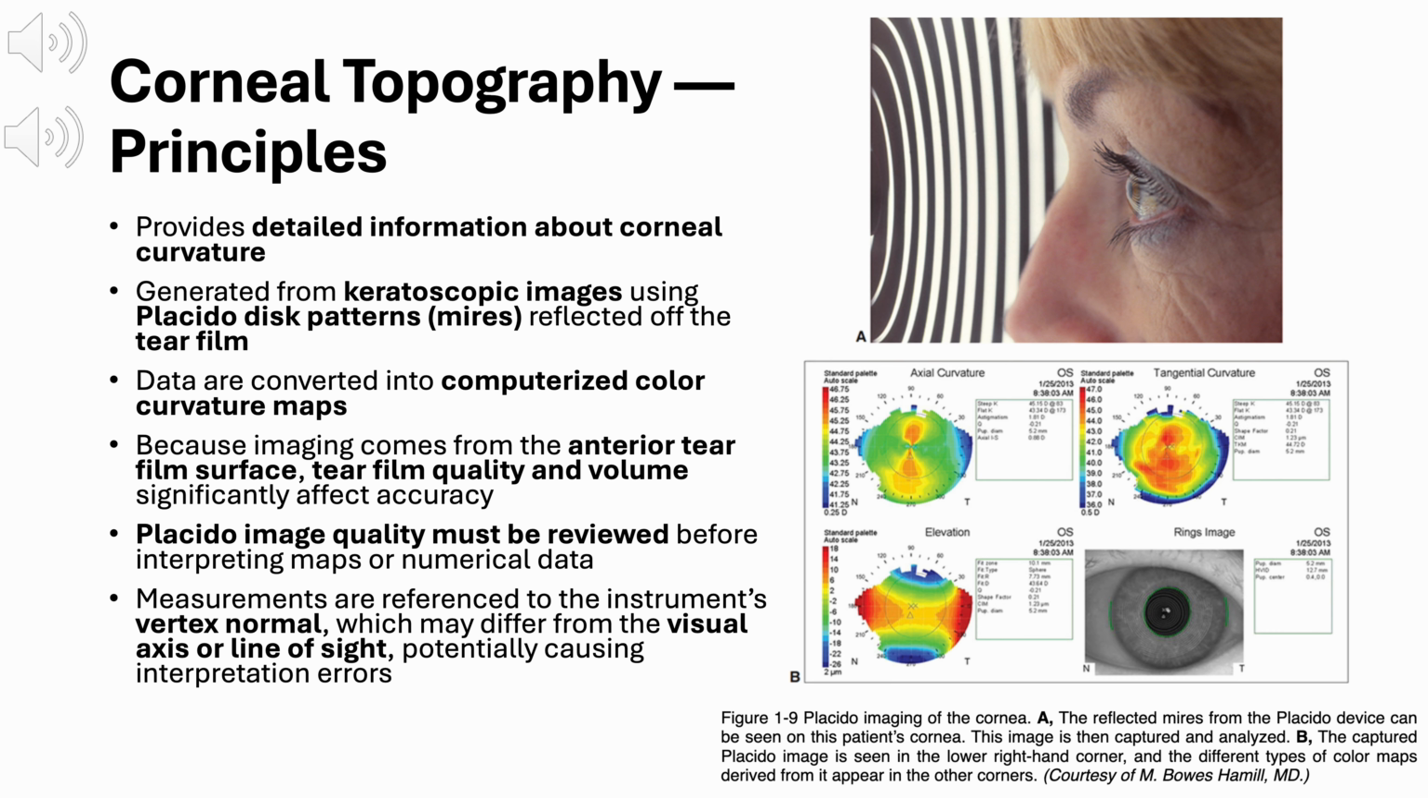Another important point is that measurements are referenced to the instrument's vertex normal, not necessarily the patient's visual axis or line of sight. If those axes don't align, it can lead to interpretation errors, especially when evaluating symmetry and centration.